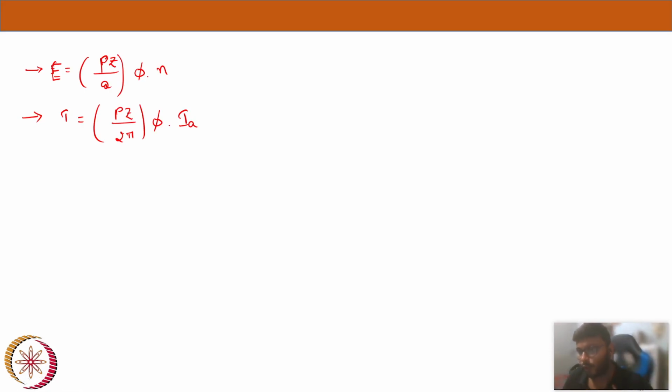Whether it's a series connected machine, shunt connected machine, compound machine, compound series, compound shunt, or a separately excited DC machine, these two equations are valid for any kind of problem you are going to solve. These are very basic and very important equations for DC machines. How we got Pz by A as a constant, how EMF is proportional to phi and speed, and how torque is proportional to phi and armature current, we derived 2 weeks back.